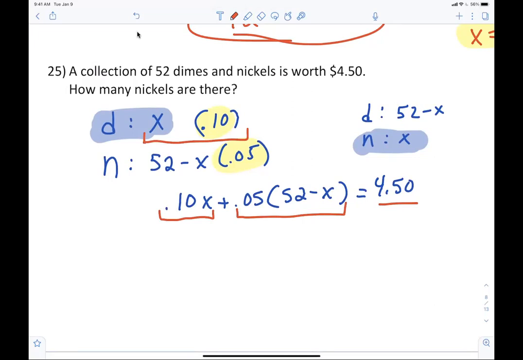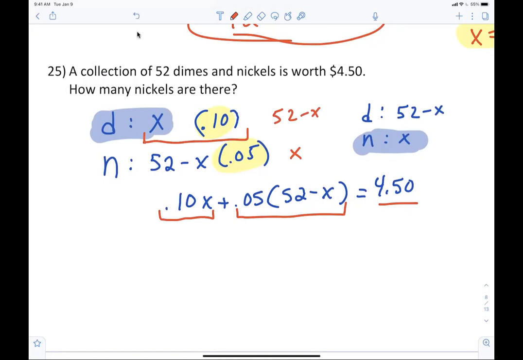Everybody good with that? Does it make a difference if we do 0.05x plus 0.10 times 52 minus x? If you switch this, come on, guys. Everybody's asking me that now. I'm not going to answer it again. If this is x, this can be 52 minus x also. Same answer.